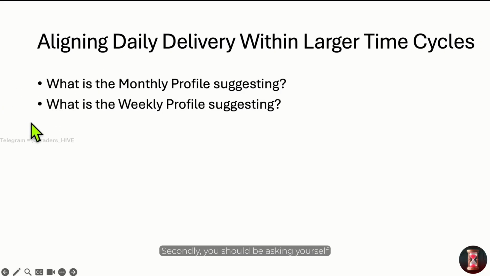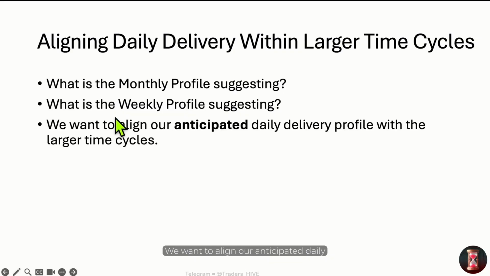Secondly, you should be asking yourself, what is the weekly profile suggesting? Again, is the weekly profile suggesting to us that we should go higher for the week? Or is the weekly profile suggesting to us that we should go lower for the week? We want to align our anticipated daily delivery profile with the larger time cycles. What that means is that if we are bullish on the monthly and weekly profile, we ideally also want to be bullish on the daily delivery profile.